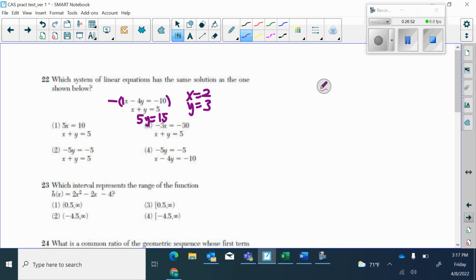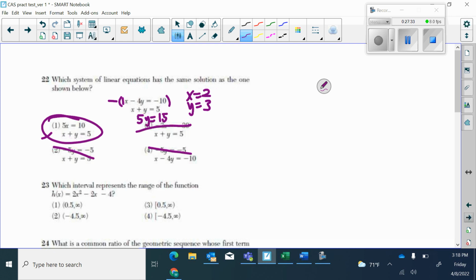Now I can just plug those in and see which one has the same. So if I plug in 2 there, 5 times 2 is 10, that's true. Is 2 plus 3, 5? Yes. Okay, if I check this one, -5 times 3 is not -5. That's false right there. Okay, if I do this one, 2 minus 12 is -10, yes. -5 times 3 is -15, no, false. If I check this one, -3 times x, -3 times 2, is that -30? No, it's not, false. Okay.